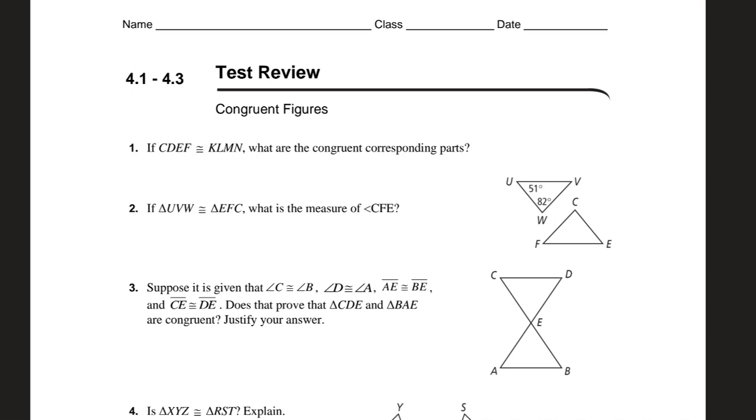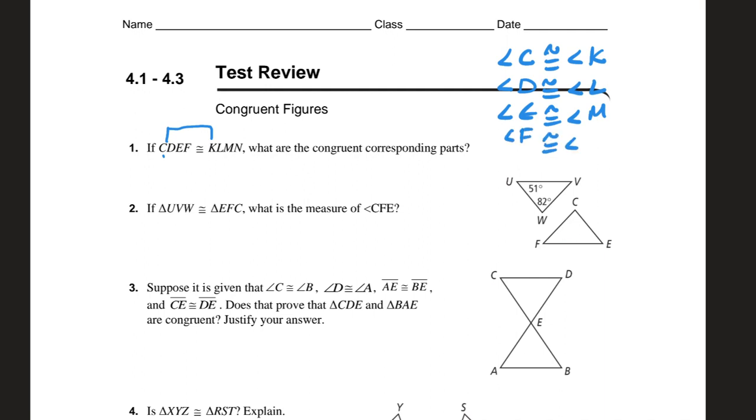We know that there are two different types of parts that we're talking about. We're talking about angles, and it's real easy to list the angles. So we have angle C. Angle C is congruent with angle K, and I'm just following the statement. C corresponds with K. Angle D is congruent with angle L. Angle E is congruent with angle M. And angle F is congruent with angle N.